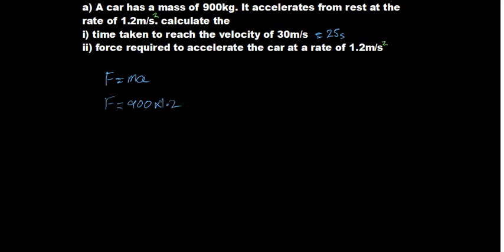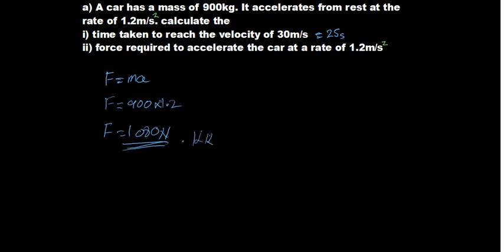So in this case there's nothing that we have to convert. We don't need to convert the mass. It's already in kgs. The acceleration is already in meters per second squared. But if it was in centimeters per second, maybe kilometers per second, or maybe the mass was in grams or tons or anything, we need to do the conversion there. So 900 multiplied by 1.2, what you're going to get is your force is going to be equal to 1080 newtons.